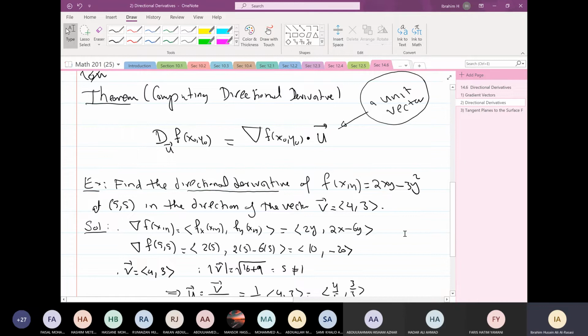This is the directional derivative: the definition, the geometric meaning, and how to compute it. If it is clear, please write 3 in the chat.